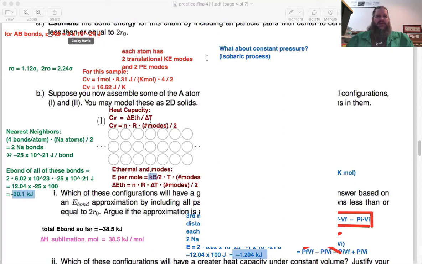We can still go back to the original definition of heat capacity. Heat capacity is heat over delta temperature. That is how much heat it costs per Kelvin of temperature change. For constant volume, we were assuming no work, so heat could just be replaced by delta E thermal. But if the volume is changing, heat is not equal to delta E thermal. Because if the volume is changing, what else is happening?